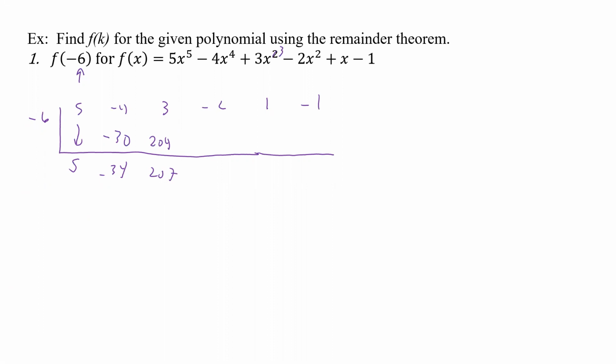207 times -6 gives me -1242. Plus -2 is -1244. And so -1244 times -6 gives me 7464. Add that to 1 is 7465. If we take that times -6, we get -44,790. And add 1, it's -44,791. All right, so f(-6) equals -44,791.